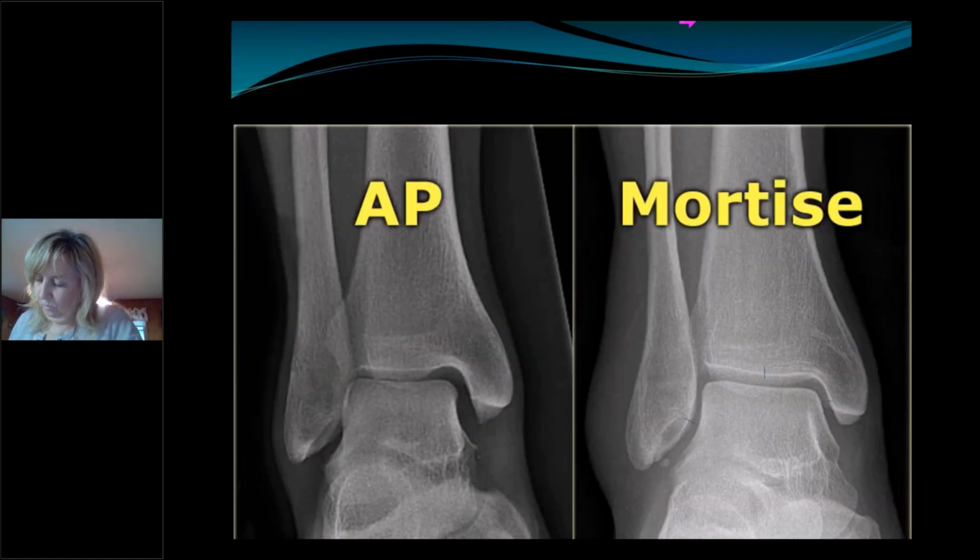Difference between AP and mortise. AP view is straight on at 90, but a mortise view is rotated or angled a little bit so that it opens up the joint space. And so when you're looking at the joint space, we should have equidistance between the medial, lateral, and then tibia and talar joint. So it should be pretty much that congruent joint space all the way through. If it's not, then the question is, okay, what's going on there? Is there a ligamentous injury?